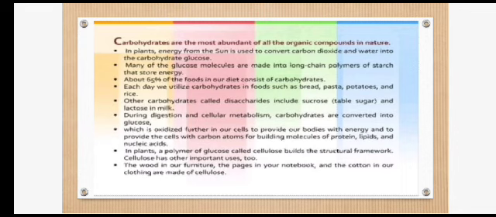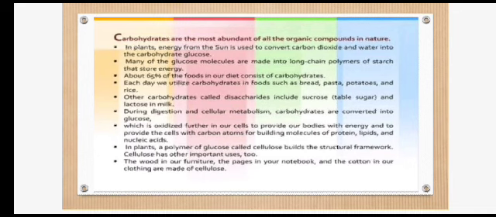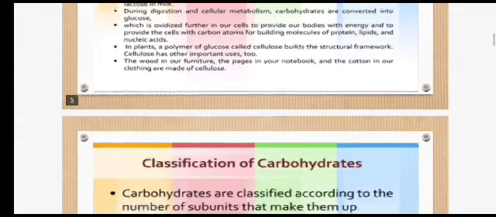During digestion and cellular metabolism, carbohydrates are converted into glucose, which is oxidized further in our cells to provide our body with energy and to provide the cells with carbon atoms for building molecules of protein, lipid and nucleic acid. In plants, a polymer of glucose is called cellulose. While it is the structural framework, cellulose has other important uses too. The wood in our furniture, the pages in our notebook and the cotton in our clothing are made of cellulose.